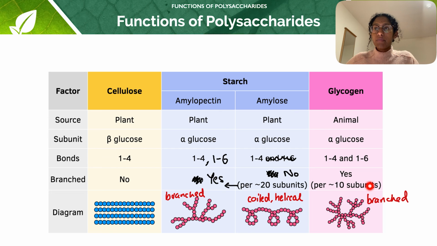And the difference between amylopectin and glycogen is that glycogen is much more branched, so it tends to have branches every 10 alpha glucose monosaccharides, whereas amylopectin tends to have branches every 20 alpha glucose monosaccharides. And remember, glycogen is found in animal cells.